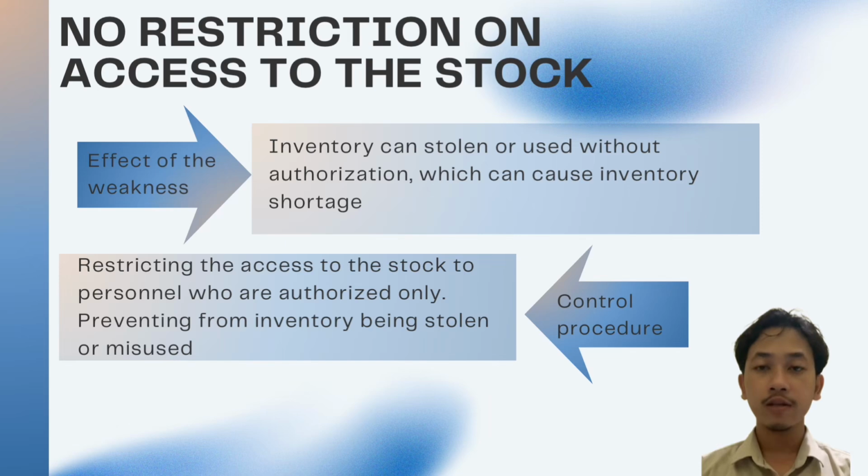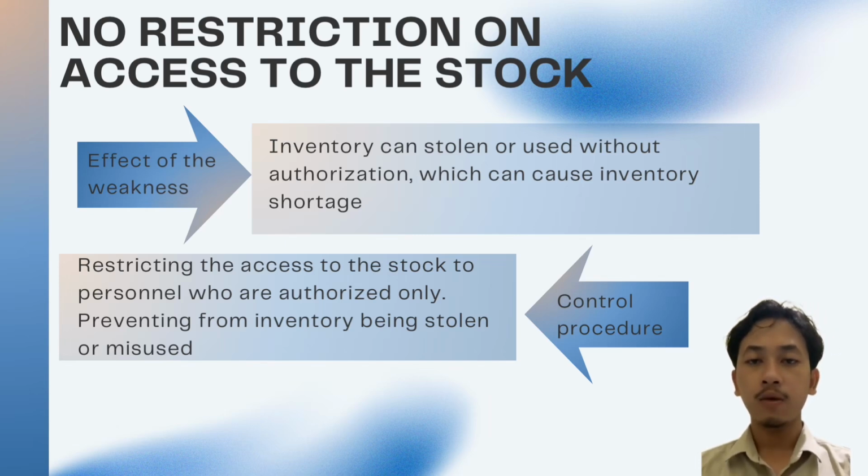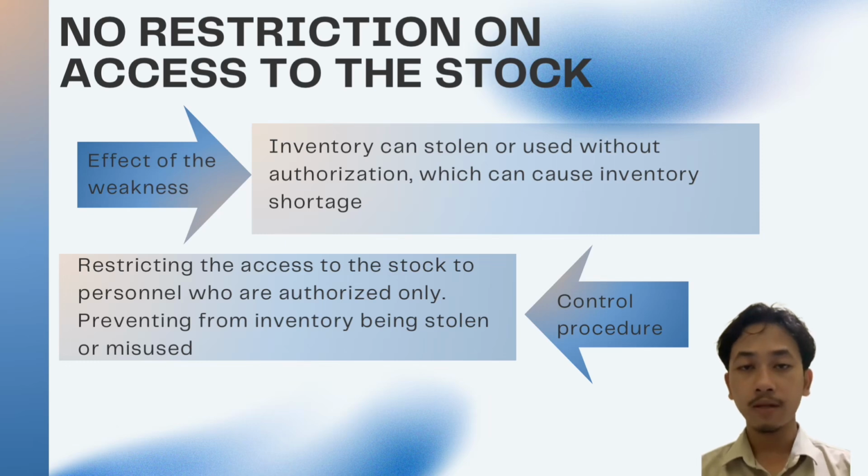So moving on to the next one is no restriction on access to the stock. What is the effect of the weakness of no restriction? So the inventory can be stolen or used without authorization, which can cause inventory shortage. If you think logically, when something has no restriction or no user selecting, the possibility to have shortage in inventory is high.